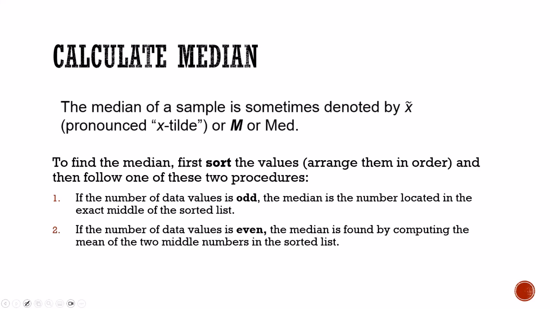We typically don't use a variable to represent it as much, so I wouldn't worry about this. N with a little squiggly line, which is called a tilde, is used in certain foreign languages, right? So X tilde or capital M or MED, those are all abbreviations for the median.